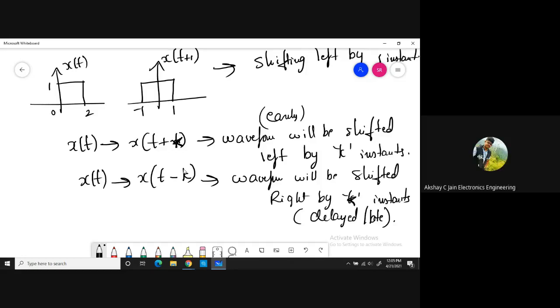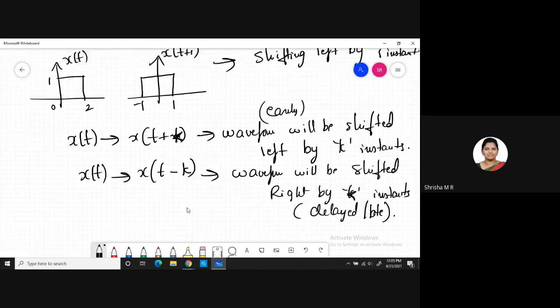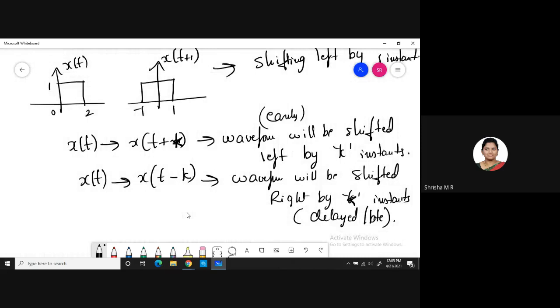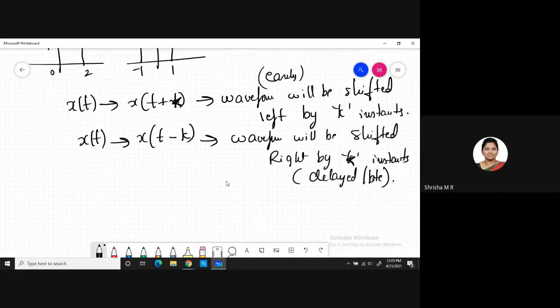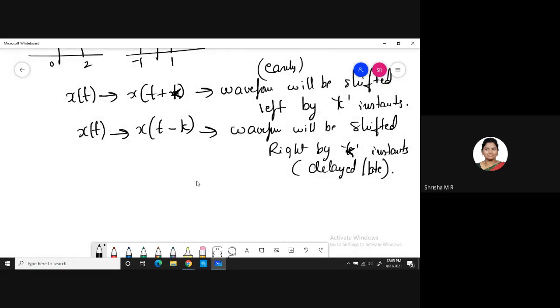So now we shall see what is time reflection or folding. Shifting is clear, right? If you add t plus k, then the waveform will be shifted to the left. If you subtract k from t, you will have right shifting. Clear, everyone? So we shall see about time reflection.